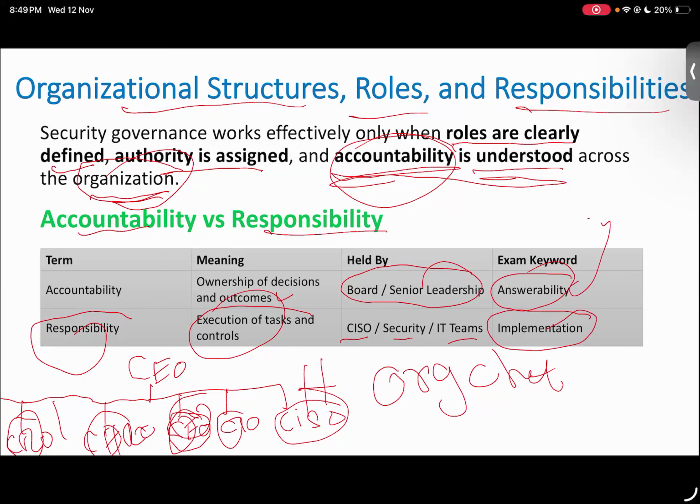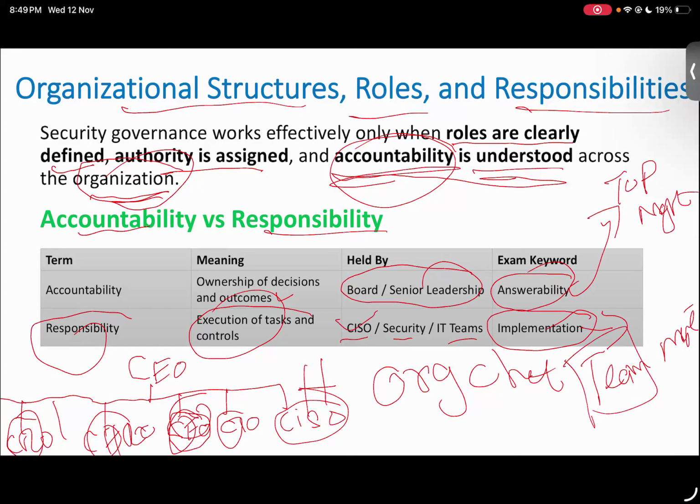So accountability you can say is the stakeholder or top management, and responsibility you can say is team management. This is the team of CISO, security, IT team. They should ensure that they are responsible for all implementations related to IT security. Any questions? No.